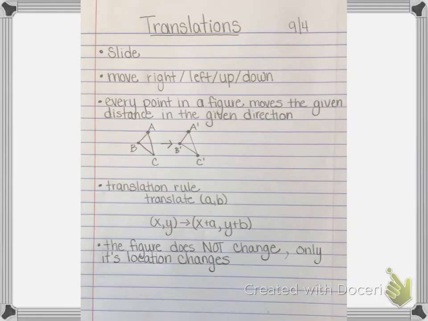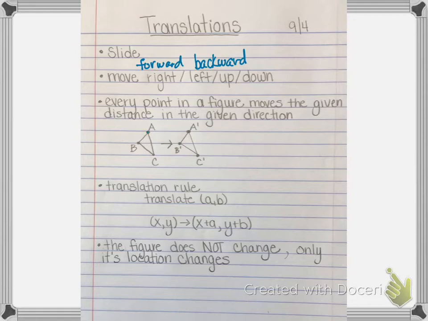Today we're going to be talking about translations. And translation is a fancy word for slide. So you're going to see that we're going to move or slide points and figures to the right, left, up, and down. Right can also be referred to as forward. Left could be referred to as backward. Every point in a figure moves the given distance in the given direction.